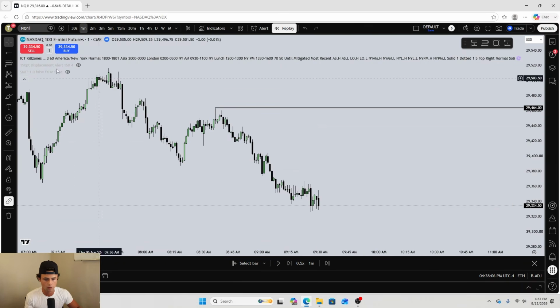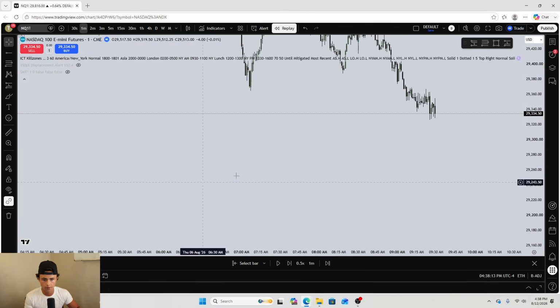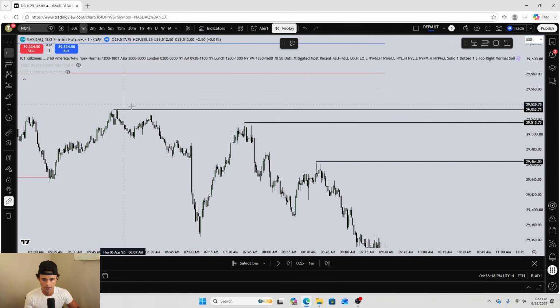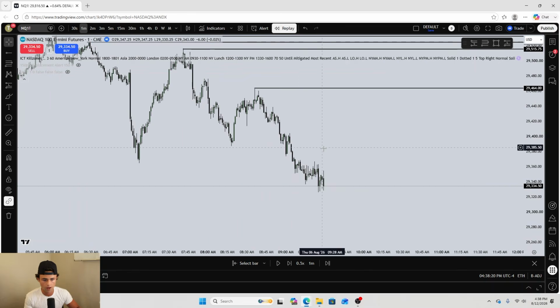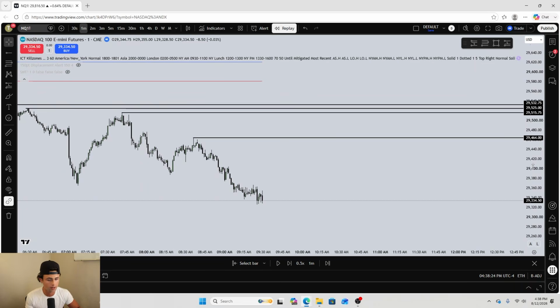So in this case, this would be a swing high. This would be a swing high. In this case, there are no swing lows, right? We're kind of in no man's land down here. Swing high, right? So those are my high probability draws of liquidity in this case.